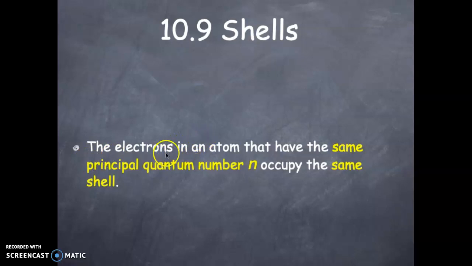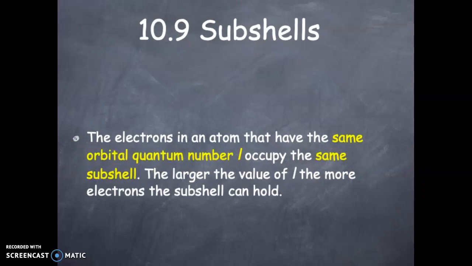Lastly, I want to talk about shells just briefly. The electrons in an atom that have the same principal quantum number n occupy the same shell. Generally, we will be most concerned with the outer shell, because that's where chemical bonding occurs, due to the electrons of the outer shell. And then there are subshells. So there's the shell, the outer shell. The electrons in an atom that have the same orbital quantum number occupy the same subshell. So shell, subshell.